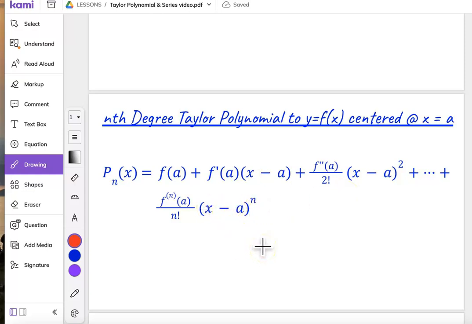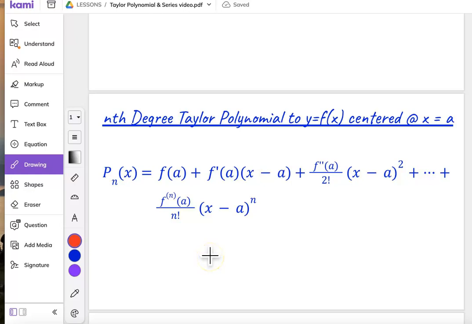The other adjustment we have to make to ensure that the Taylor polynomial behaves exactly like our function at x equals a is that instead of evaluating the function and its derivatives at 0, like we did for the Maclaurin polynomial, we evaluate the function and each derivative of f at x equals a. So this is the nth degree Taylor polynomial to the function y equals f of x at x equals a. And this is really the formula that you'll want to have memorized for your test.